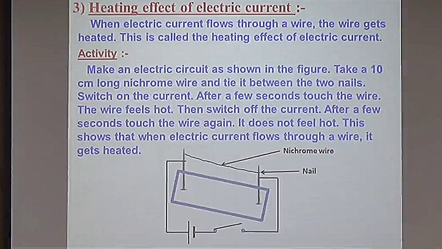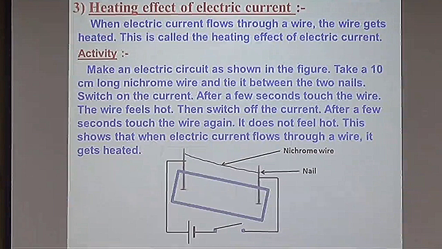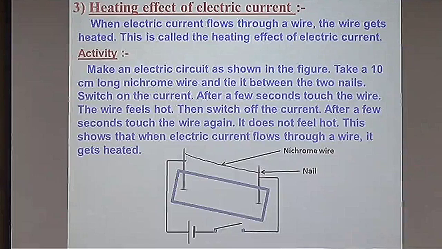You can see this in your daily life also. When you touch your TV, after a certain time your TV is hot. This means that heat is produced when current is flowing through the circuit. Also the fan is hot. The fan when switched off is hot. Any appliance we are using becomes hot after a certain time.